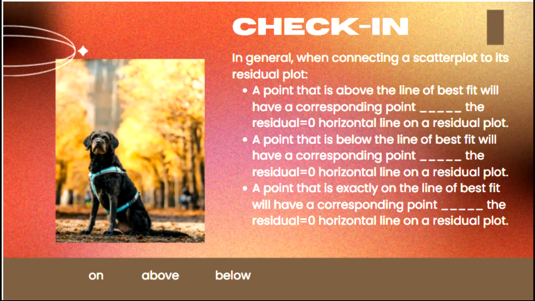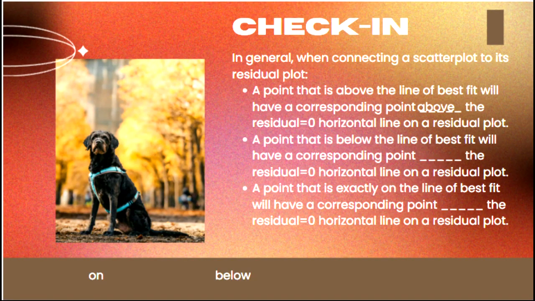Here's a check-in. In general, when connecting a scatter plot to its residual plot, a point that is above the line of best fit will have a corresponding point above the residual equals 0 line on a residual plot.